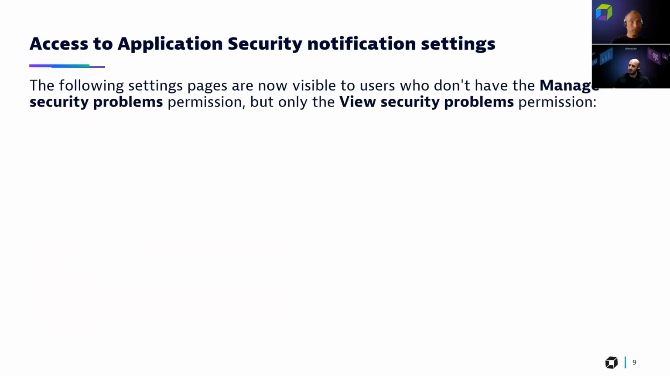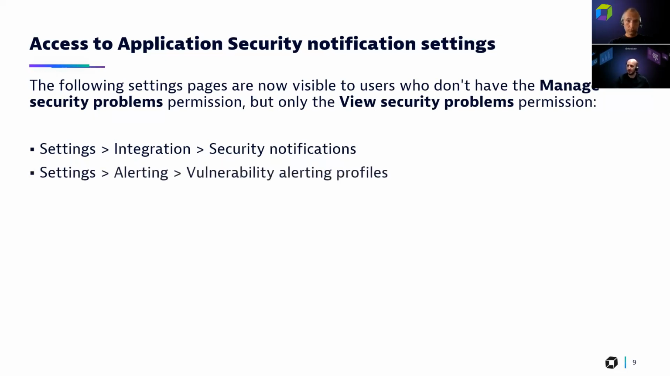On the permissions end, we now need to use the view security problems permission to see these configurations. So for example, security notifications under integration settings, vulnerability alerting profiles under alerting, and attack alerting profiles under alerting. Now you don't need to have the manage security problems permission. Only view security problems will be enough for you to see the configuration in your platform.